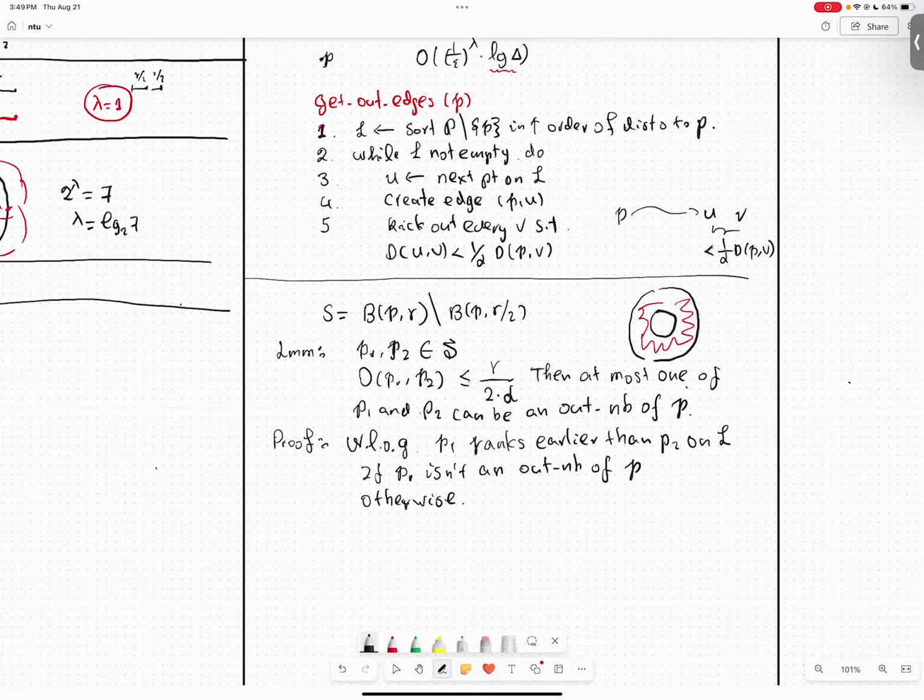I'm going to argue that P2 will definitely disappear after this iteration if it had not disappeared before. Okay, so if that's the case, as you can see, number 5, right? It kicks out P2, and then P2 disappears from the list forever, and we say goodbye, and we'll never see that point again, right? So there's no chance that P2 could reappear and become an out neighbor of P, right? So that's the strategy. Good.